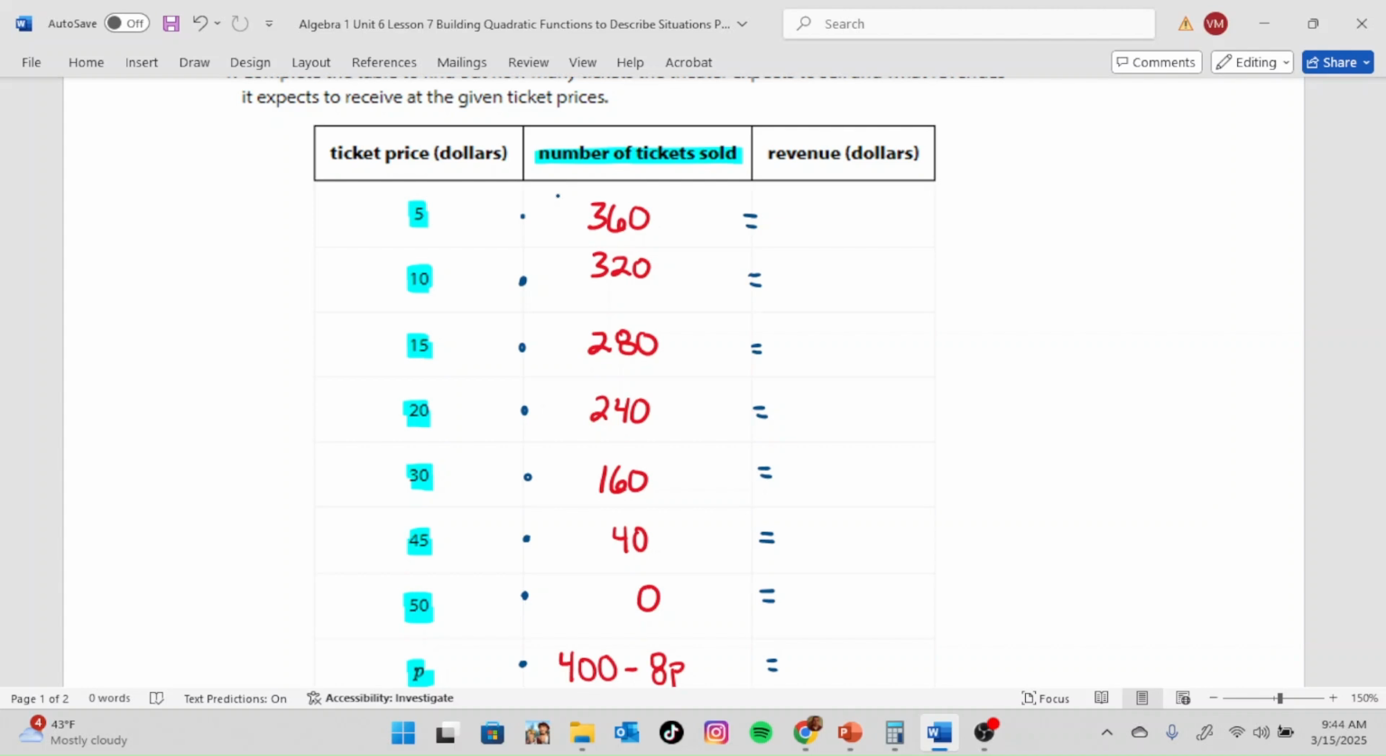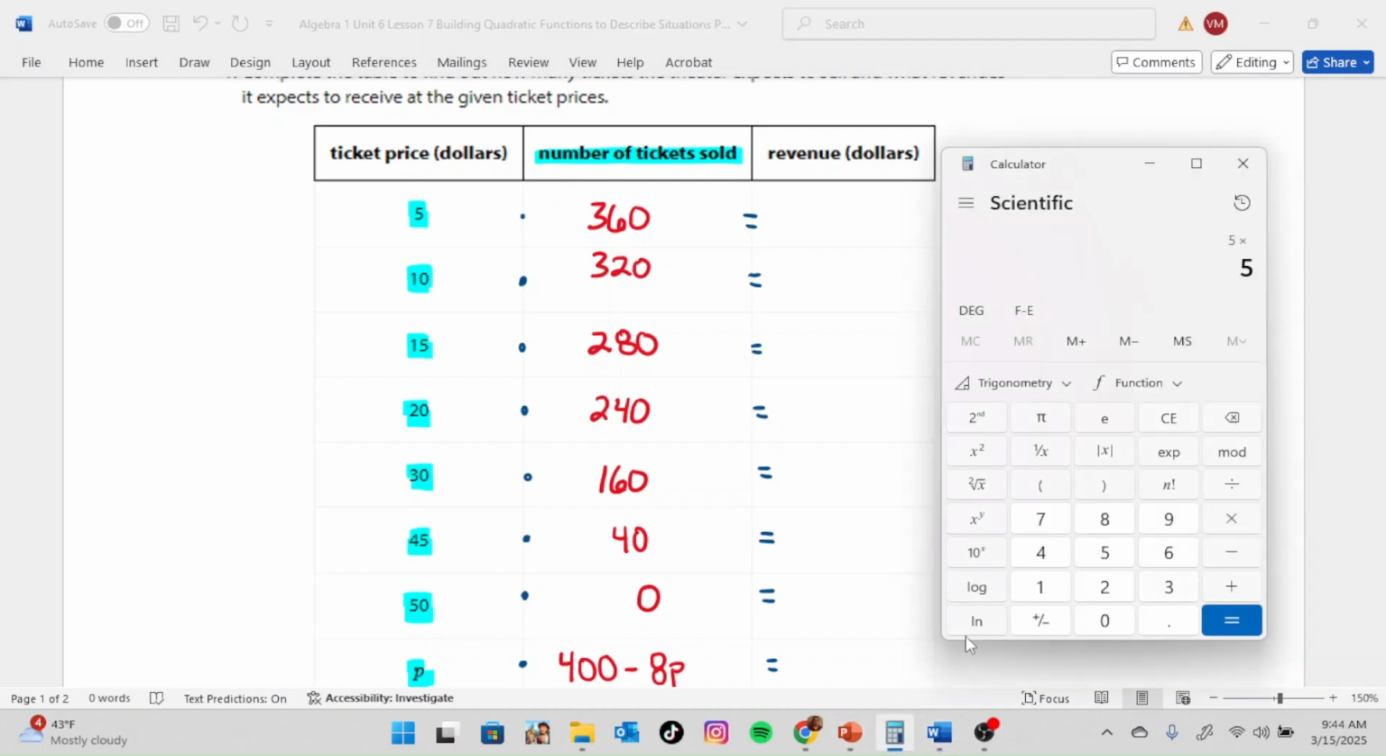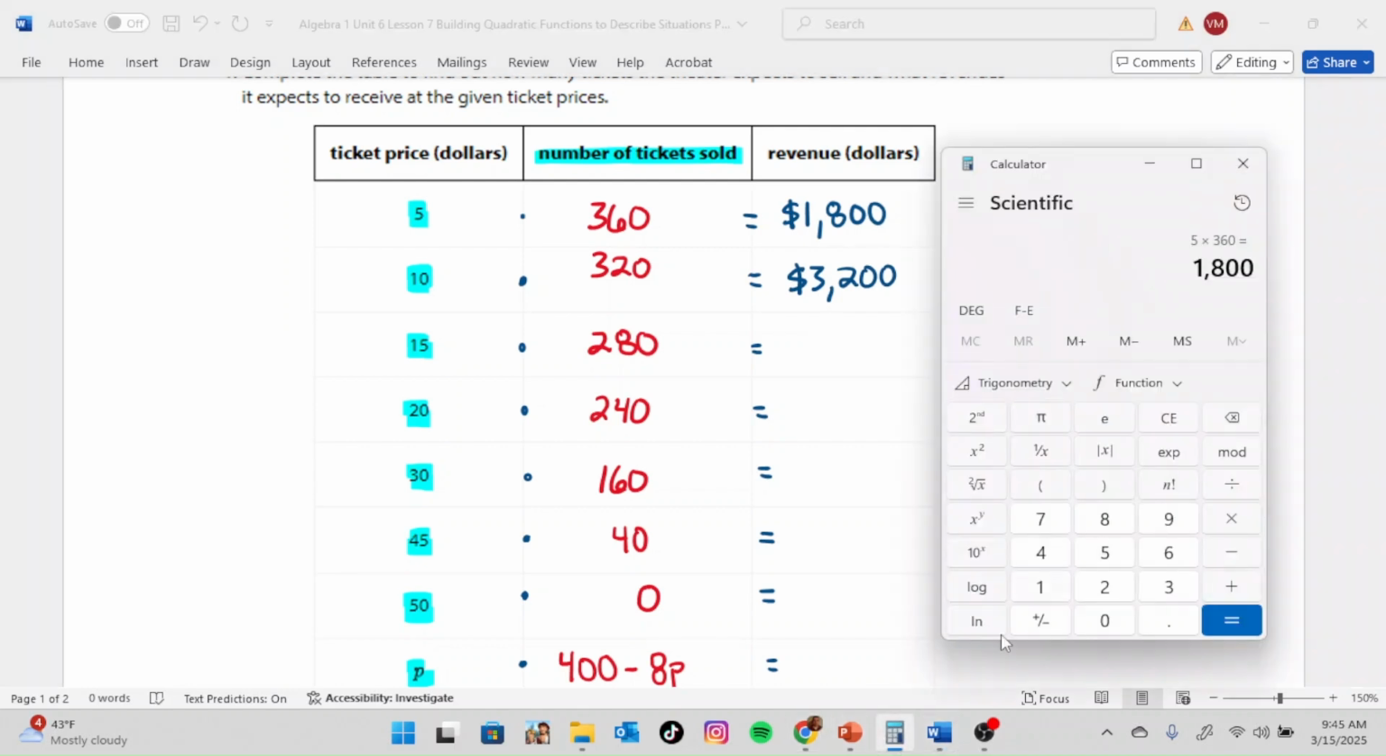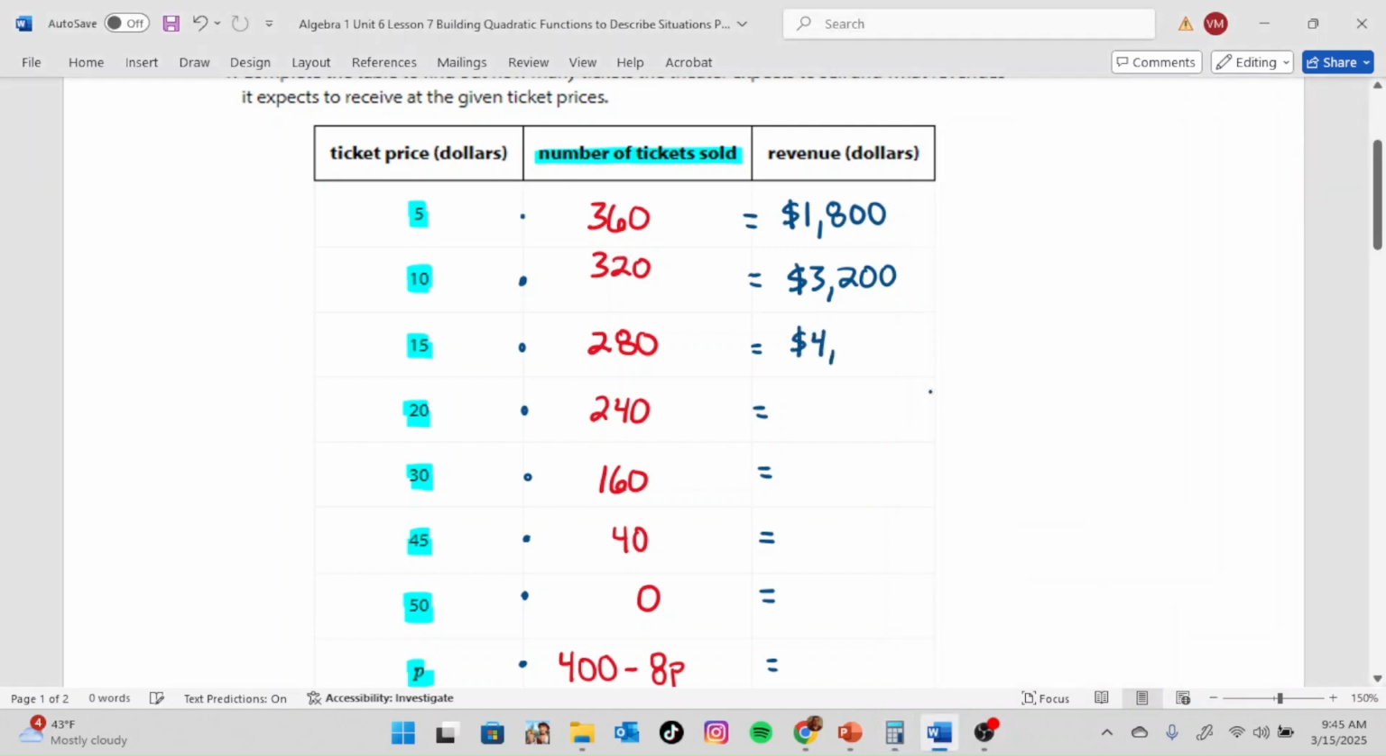So 5 times 360 is $1,800 of revenue. $10 tickets times 320 tickets sold is going to be $3,200. $15 tickets times 280 tickets sold is going to be $4,200. $20 tickets times 240 tickets sold is going to be $4,800.